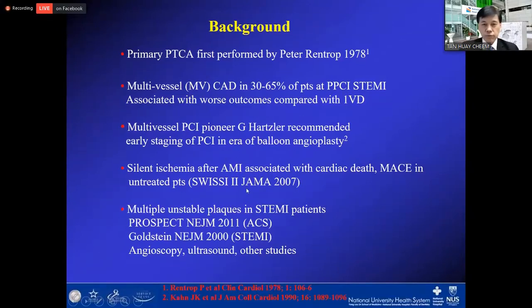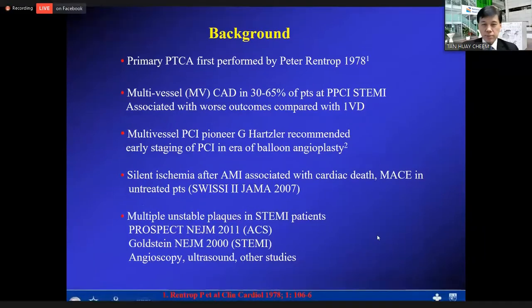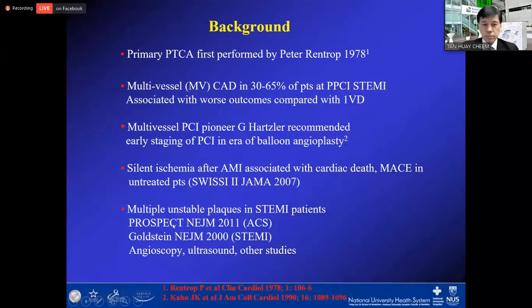We also know from the very early study in the Swiss trial that when somebody has residual ischemia after AMI, it is associated with cardiac death and MACE and so forth and bad outcomes. And we also know that in patients with STEMI, they oftentimes have concurrent multiple unstable plaques in the rest of the other coronary vasculature.